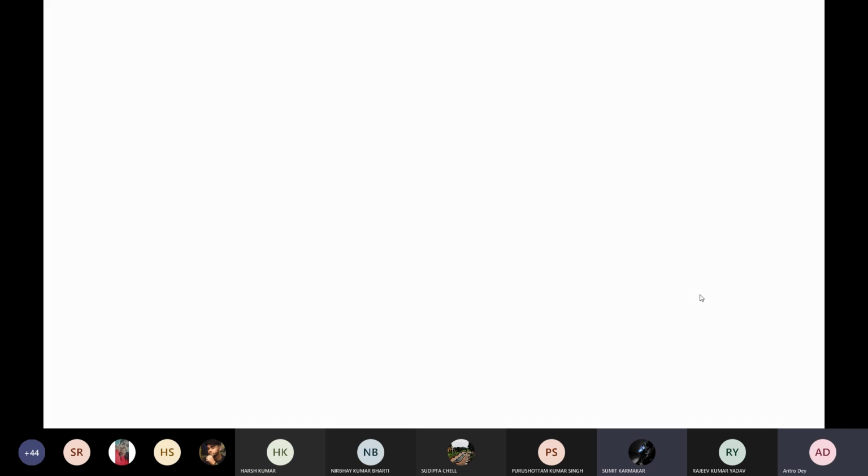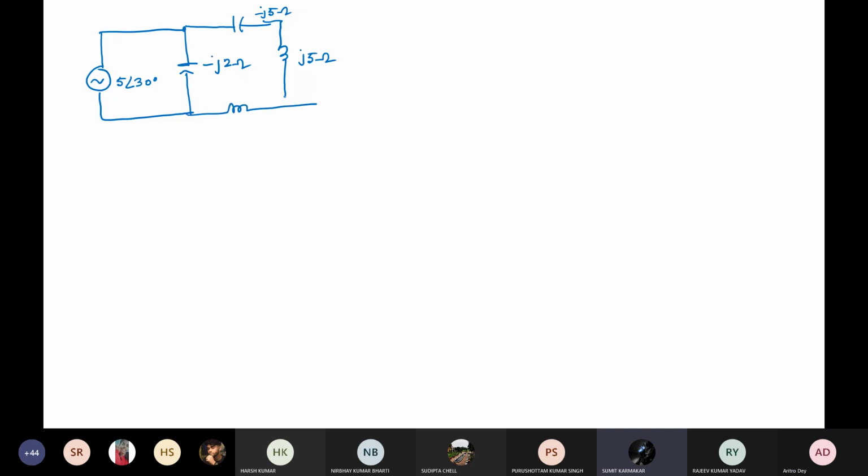Okay, so let us now take one problem based on superposition. 5 angle 30. Capacitive reactance is given. Here, this is also capacitive reactance, inductive reactance. Again, here there is an inductive reactance, and this is another source.